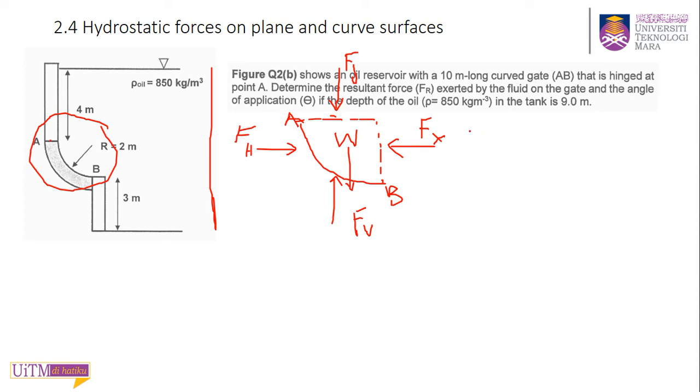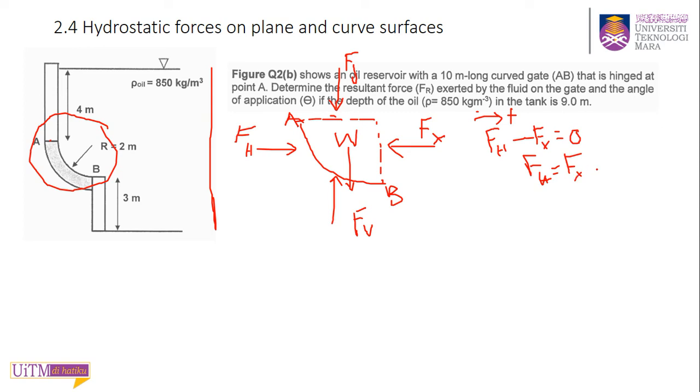Next, what do we do? Then do the summation of FX, the summation in X. To the right, right is positive. Whatever you choose, it doesn't matter. Summation FX: FH minus FX equals 0. Then FH equals FX.